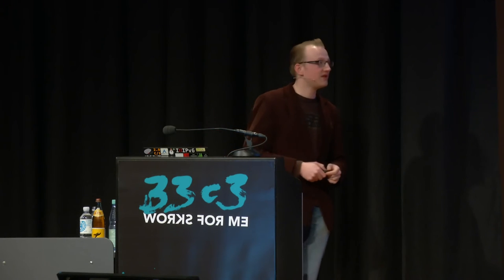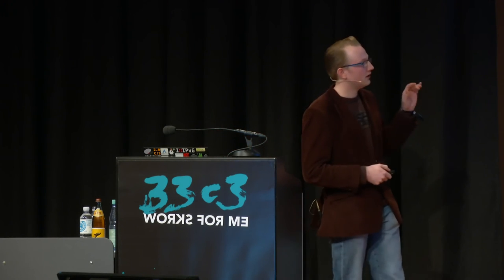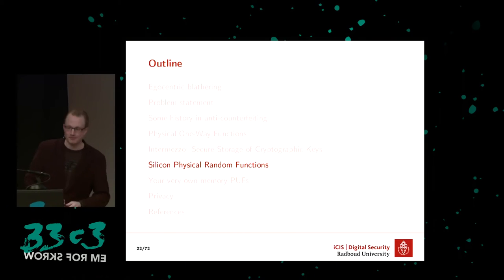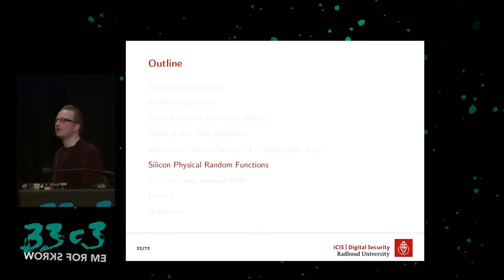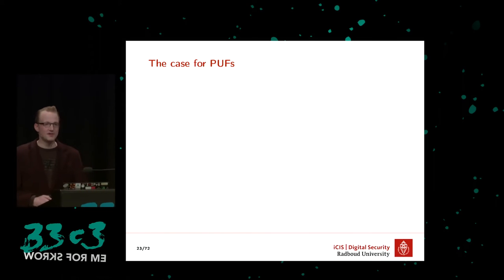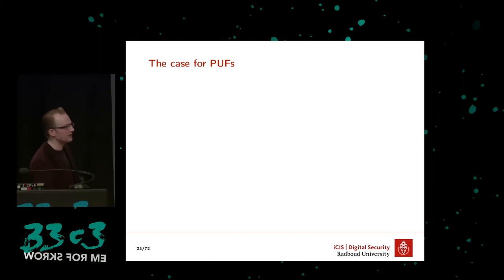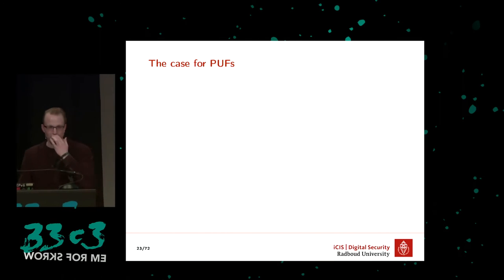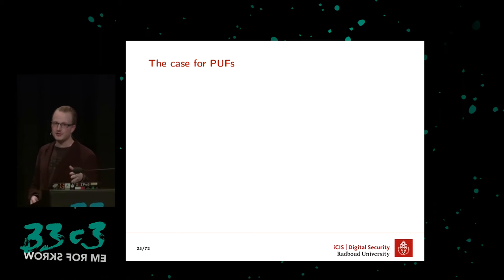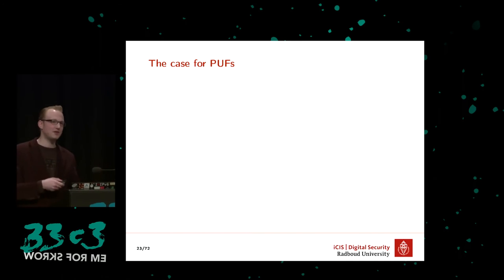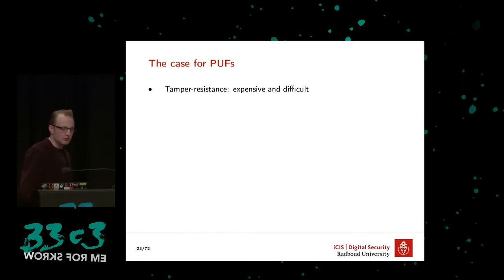Now, this is the first name for PUFs. Silicon physical random functions, but they already knew that PRF might have some three-letter acronym clashes with pseudo-random functions, so they decided to go for physical unclonable functions. There's an interesting discussion going on whether it should be physical or physically. Not going into that. So the idea is tamper resistance in general is expensive, is difficult.